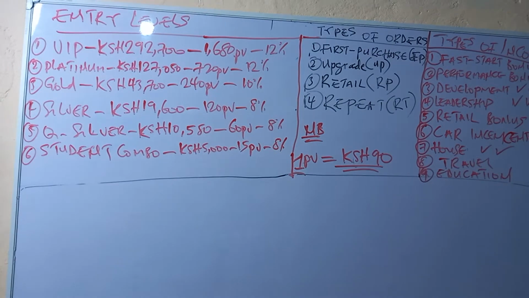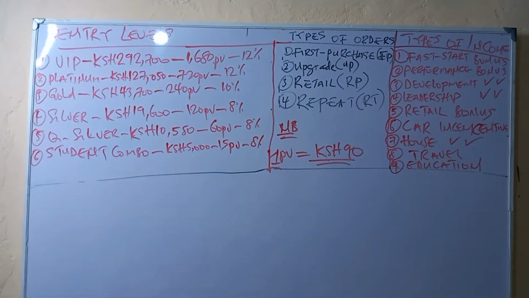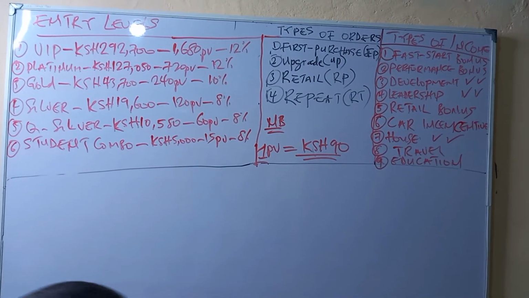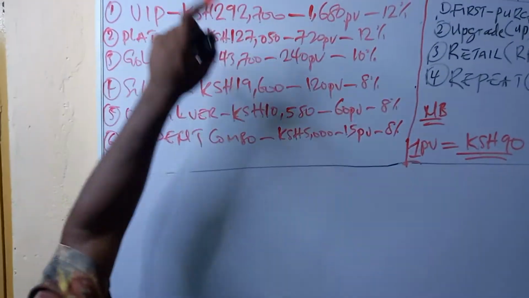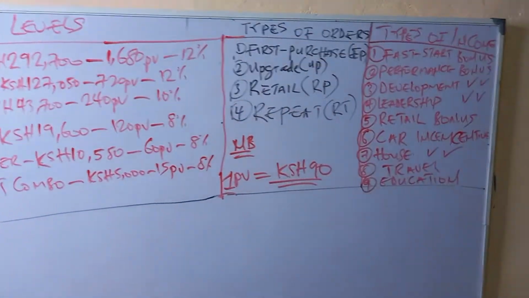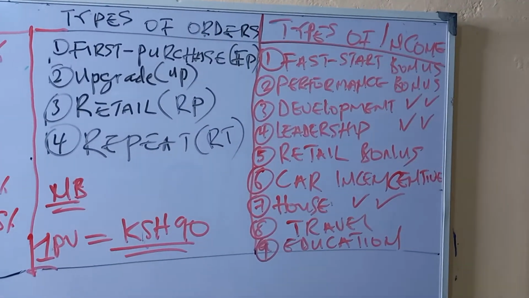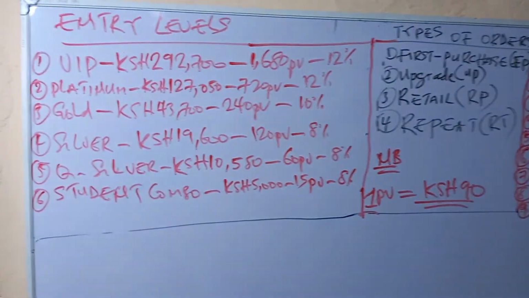Today we are looking at the Longrich platform properly in detail. We're going to take about maybe 40 minutes plus. So where do we start from? Let's first start with the entry levels. We have three things on the board: entry levels, types of orders, and types of income or bonuses, how we get paid on the Longrich platform. First of all, let's look at how we start.